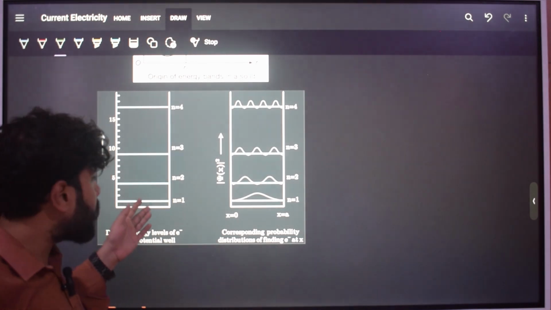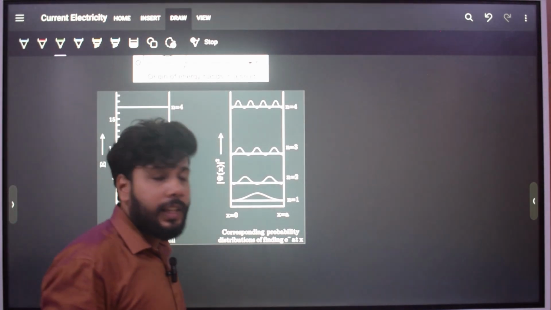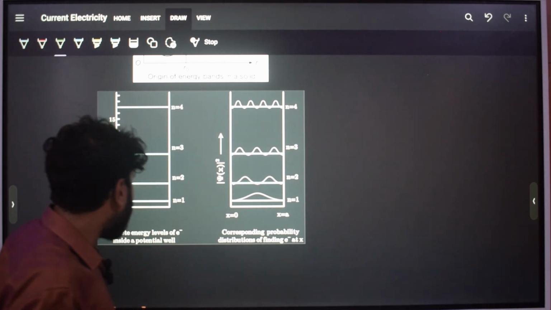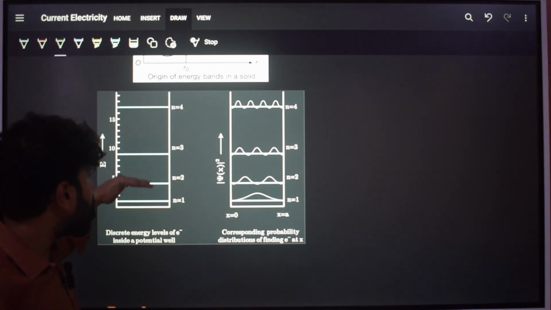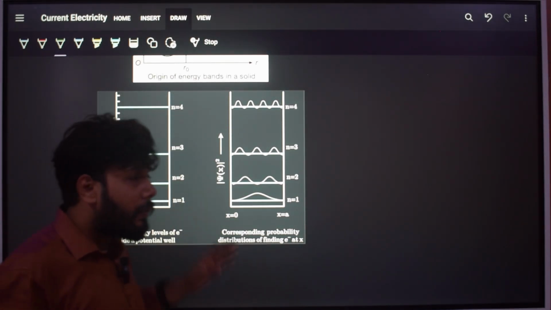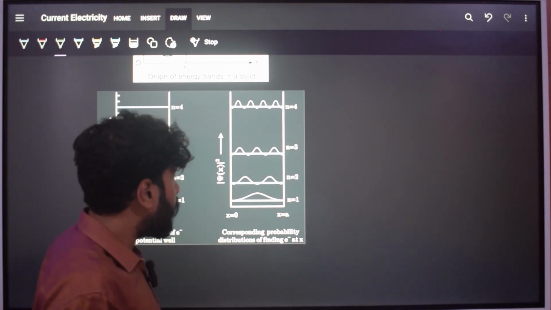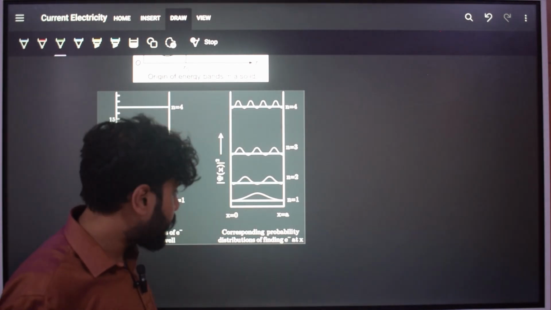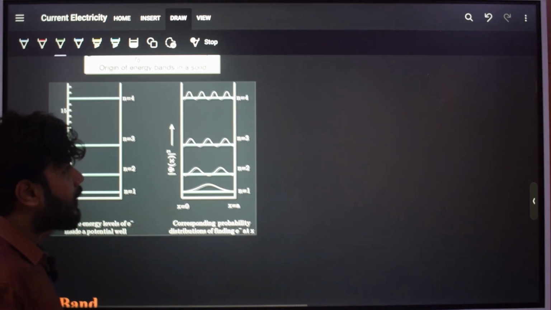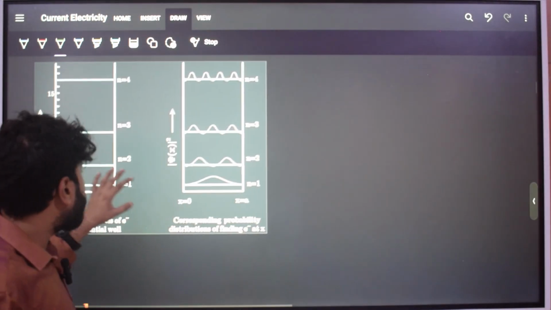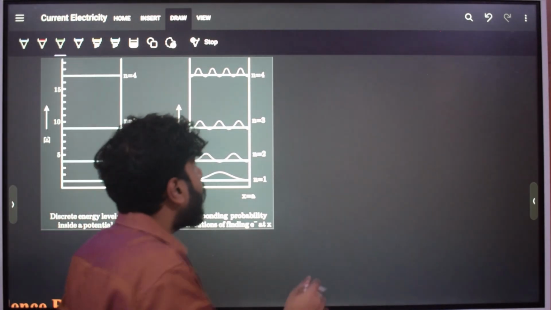You have seen a similar diagram in class 11 in structure of atom. Each energy level is well defined: first energy level, second energy level, third, fourth, and so on. Even if you follow the Schrodinger wave equation, the energy levels will be defined. So in a single atom, the energy levels are defined: first, second, third, and the valence shell.